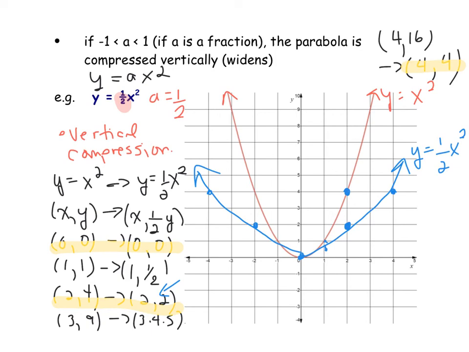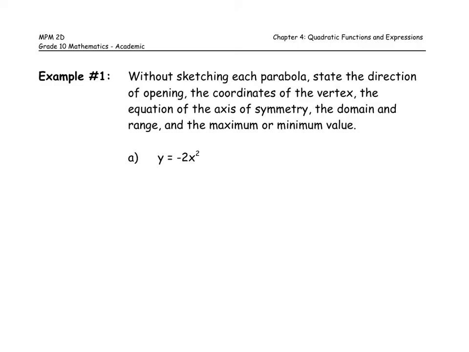So again, so far we've talked about reflections, vertical stretches and vertical compressions. Here's an example that you might see in some of your practice work. Let's go through it together. It says, without sketching, sometimes you won't be asked to sketch each parabola, state the direction of opening, coordinates of the vertex, equation of axis of symmetry, domain, range, and minimum or maximum value. So I'm going to write a little bit of that out on the side here and come back in a minute.